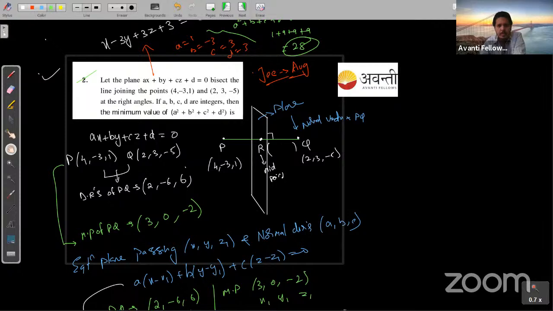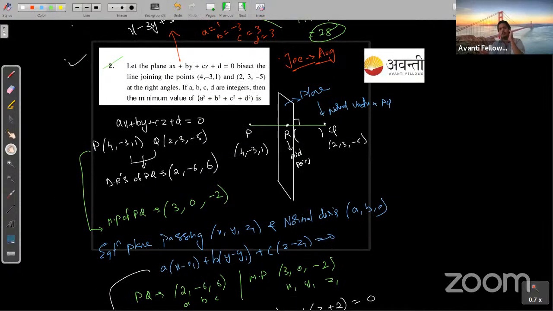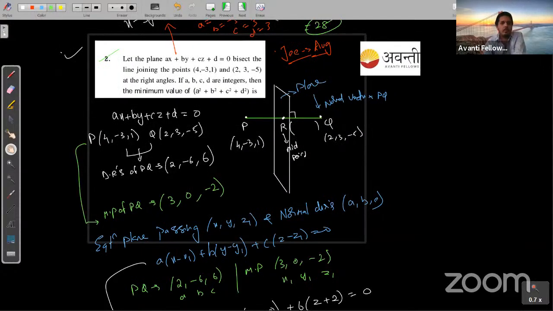This kind of question is repeating so many times, whenever the plane is bisecting two given points and all this kind of question. Okay. Let us move on to the next question.